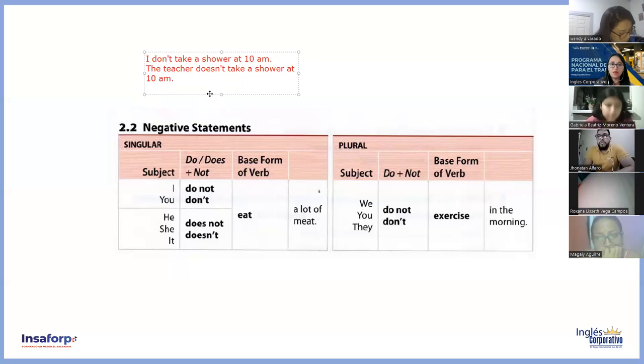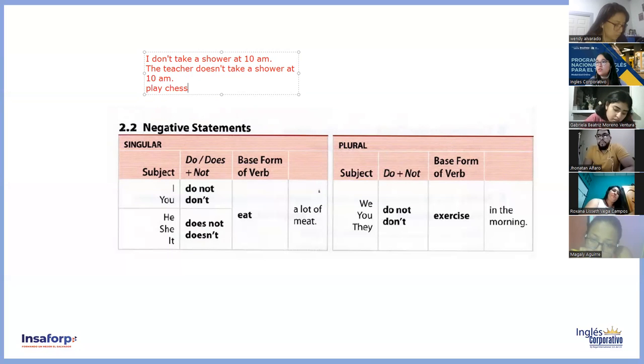Okay, you have to use the teacher or she. The teacher doesn't play chess. Play chess, very good. Jugar ajedrez, right? Very good. Now I want you to tell me a sentence in the negative, Dennis, please. I don't play the piano.